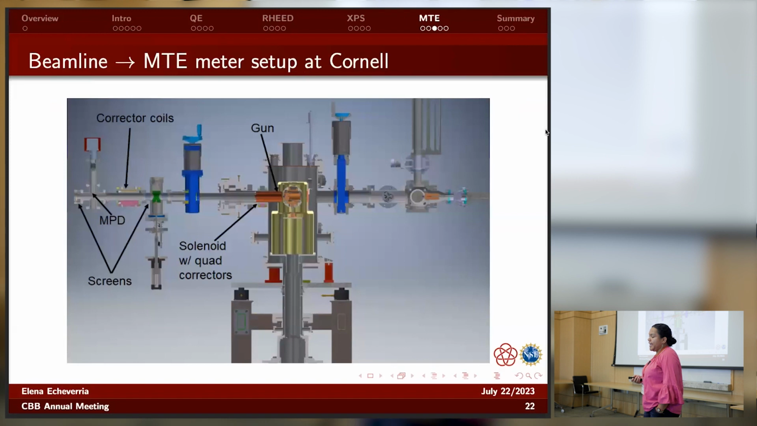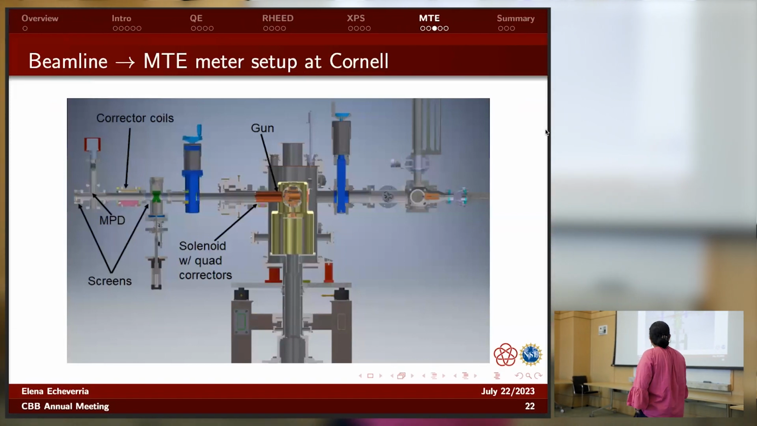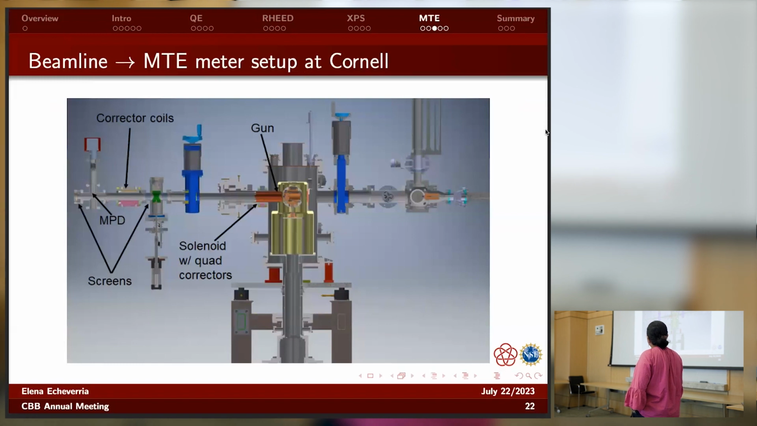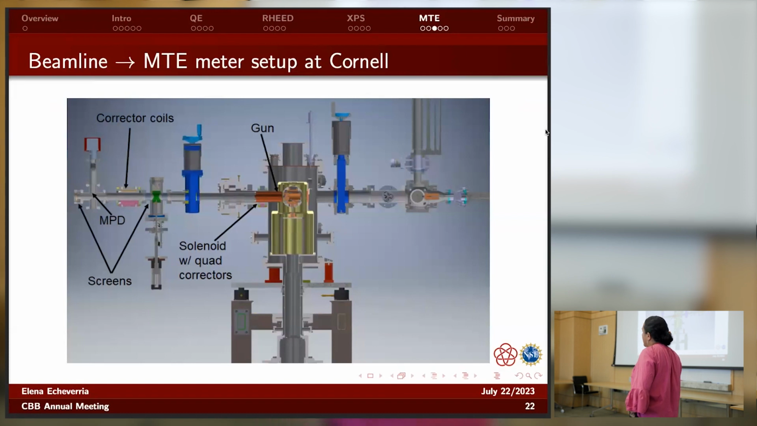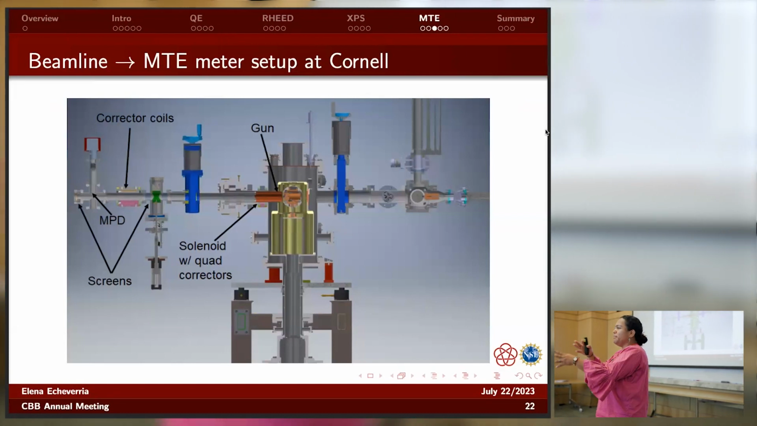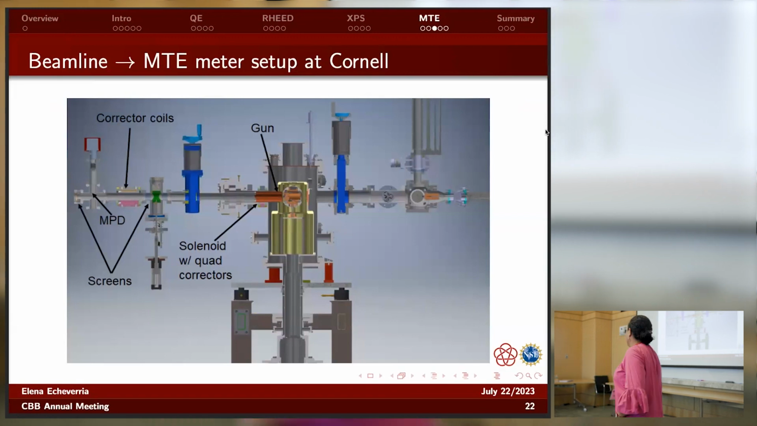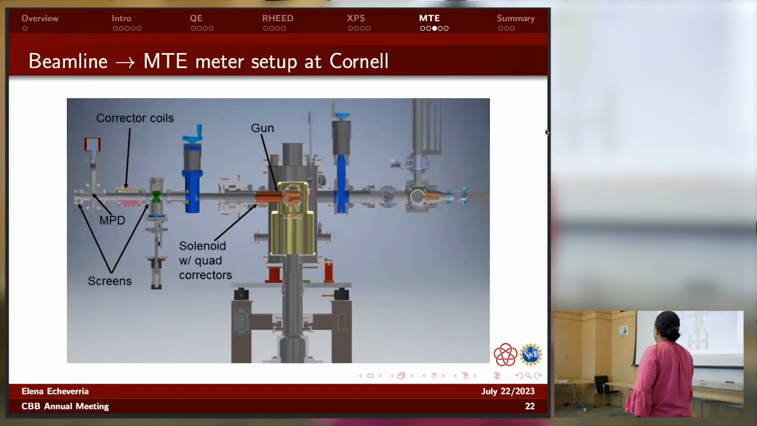And this is a setup here at Cornell. Basically, here we have the setup for measuring MTE. We have a gun, which is a DC gun, I think it is 15 kilo electron volts. We have some solenoids and corrector coils, which allow us to move the beam around to specific places where we want to have it. And we have the detector and some screens.